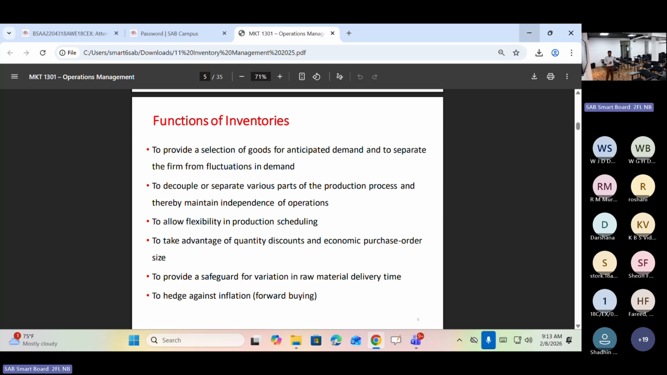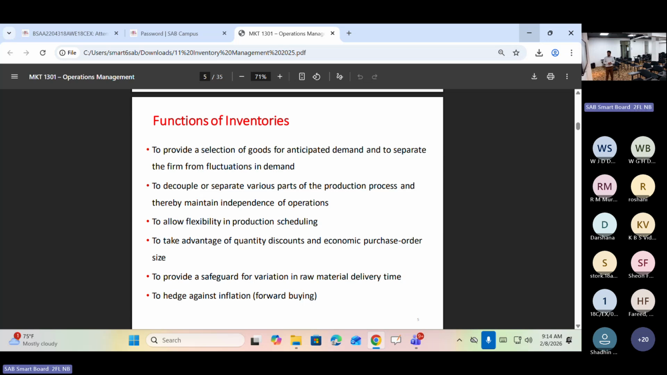When raw material inventories are maintained at factories, they can flexibly decide which order to prioritize, and then you can schedule which order likewise. So for the production scheduling purpose, keeping raw material inventories is very important. So that is another key function played by inventories, especially raw material inventories. We call it allowing flexibility in production scheduling. So those are the three main functions of inventory.